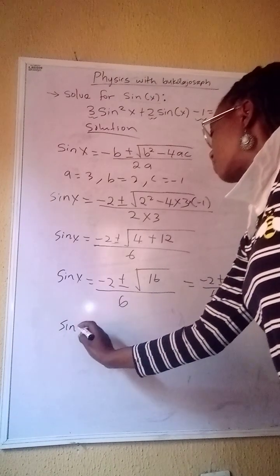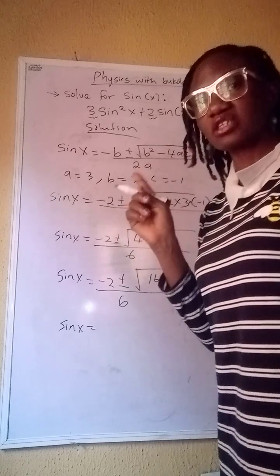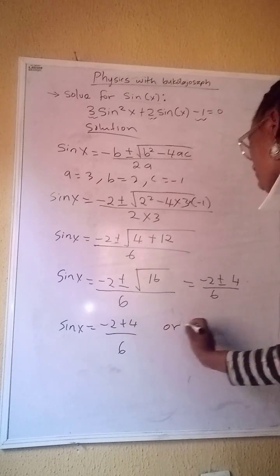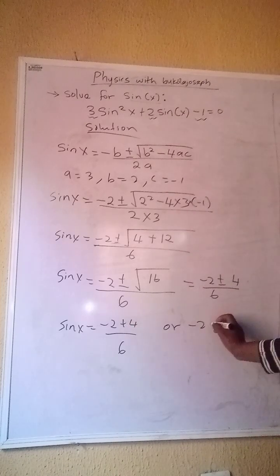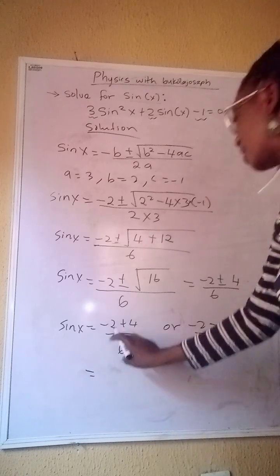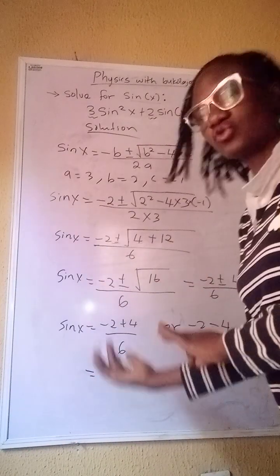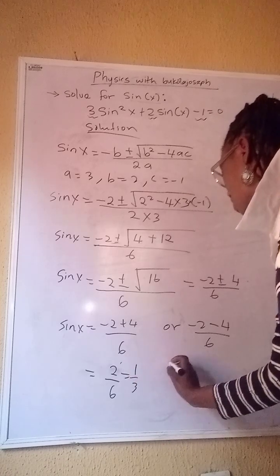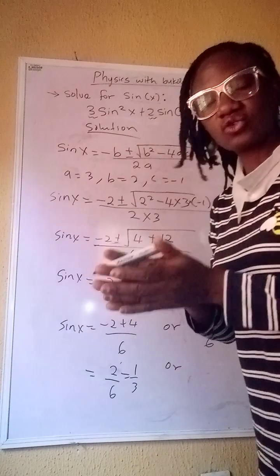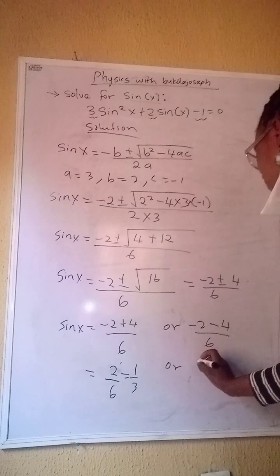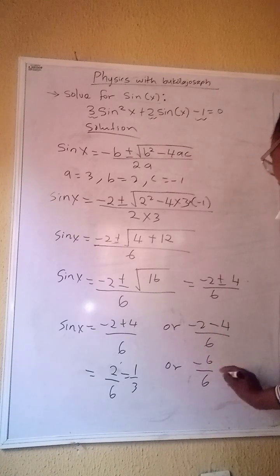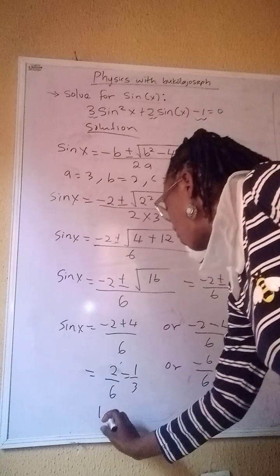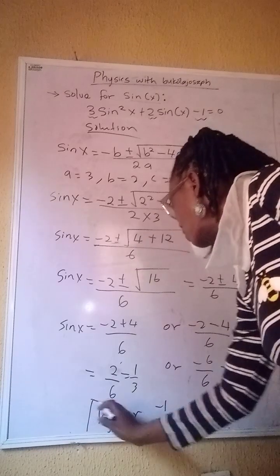So sine x will have two possible solutions for this expression. We have minus 2 plus 4 all over 6, or minus 2 minus 4 all over 6. The first one is plus, the second one is minus. Minus 2 plus 4, that's 4 minus 2, gives us 2 over 6, which is equal to 1 over 3. Or minus 2 minus 4, they have the same sign, so you add and maintain the sign, giving minus 6 all over 6, which is equal to minus 1. So the solution is either 1 over 3 or minus 1.